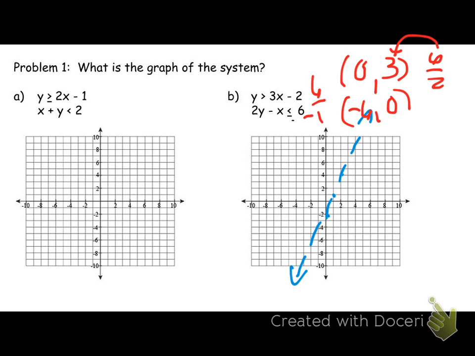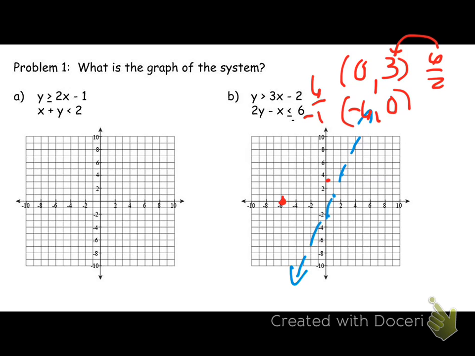Remember, to find the intercepts when it looks like this. If it looks like this, just graph the slope, because the y is by itself. When it looks like this, you can just find the two intercepts. So we're going to go to -6, 0. That's over here. And we're going to go to 0, 3.